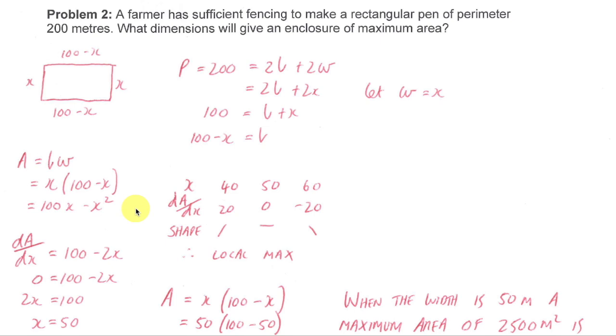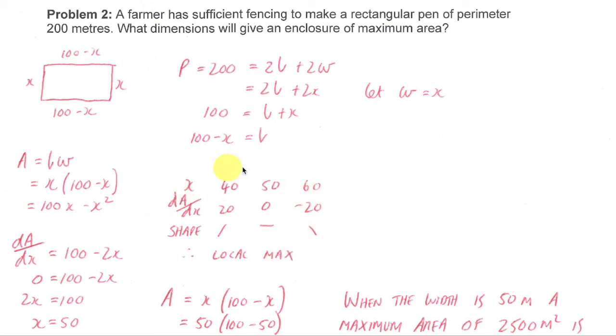With all max-min problems, what we do next is take the derivative, make the derivative equal to 0, and then solve for x. So you can see I've got dA/dx, change in A over change in x, equaling 100 minus 2x. I make that derivative equal to 0, and then I finally solve for x, and I see that x is equal to 50. That should give me the maximum area.